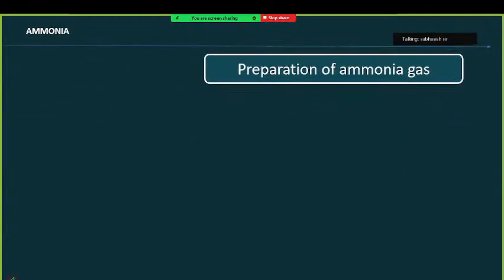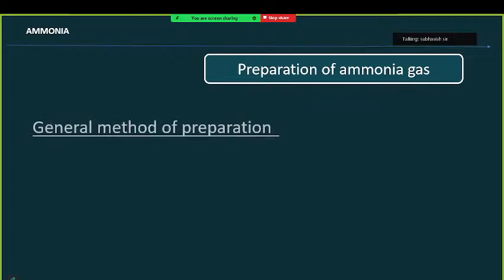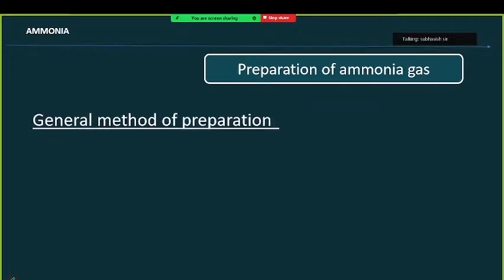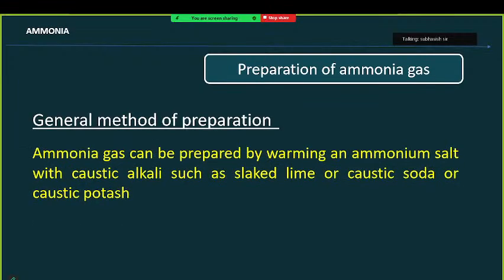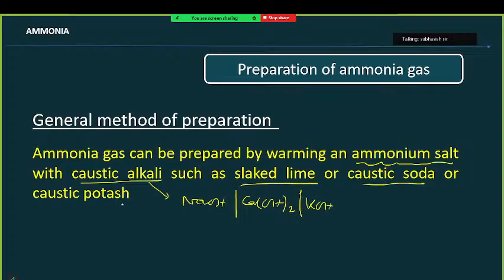Now the preparation of ammonia gas: how you should prepare ammonia gas, the general methods of preparation. Ammonia gas is prepared using an ammonium salt. The ammonium salt reacts with a caustic alkali. Caustic alkali means sodium hydroxide, calcium hydroxide, potassium hydroxide, slaked lime, caustic soda, caustic potash, etc. Slaked lime means calcium hydroxide, caustic soda means sodium hydroxide.